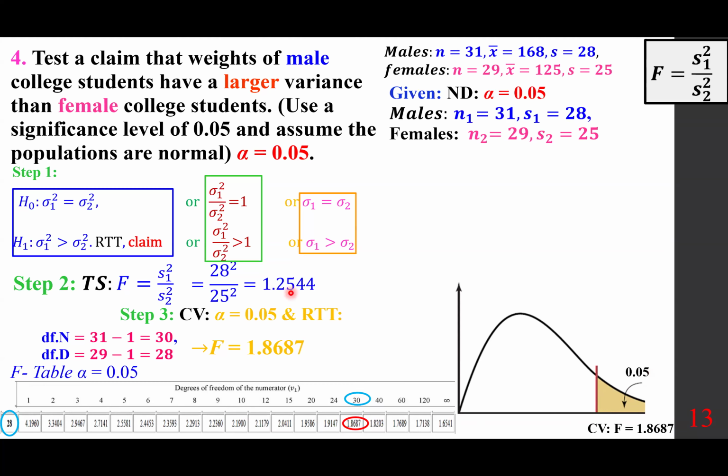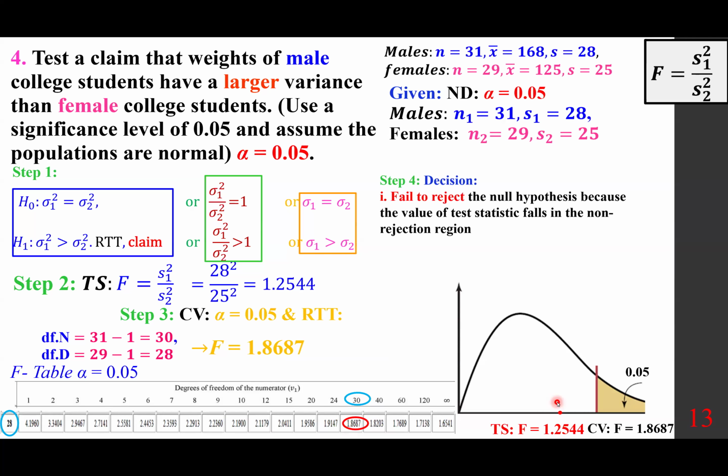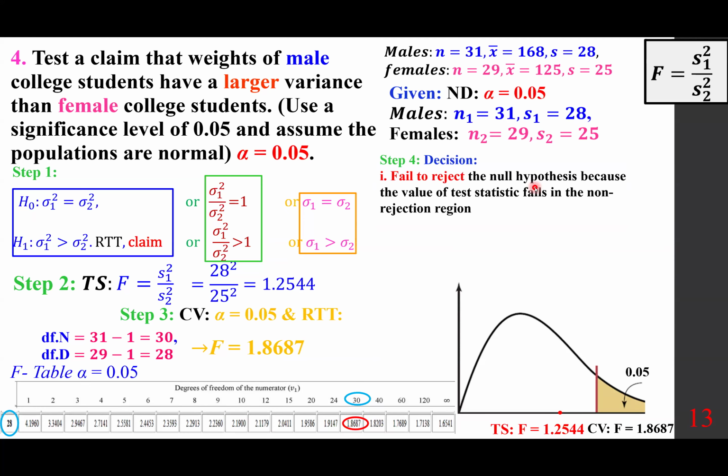Test statistic is 1.2544, way into the non-rejection region. So it's easy to make a decision: fail to reject the null hypothesis. We fail to reject the null hypothesis because the value of the test statistic falls in the non-rejection region, or is smaller than the critical value.